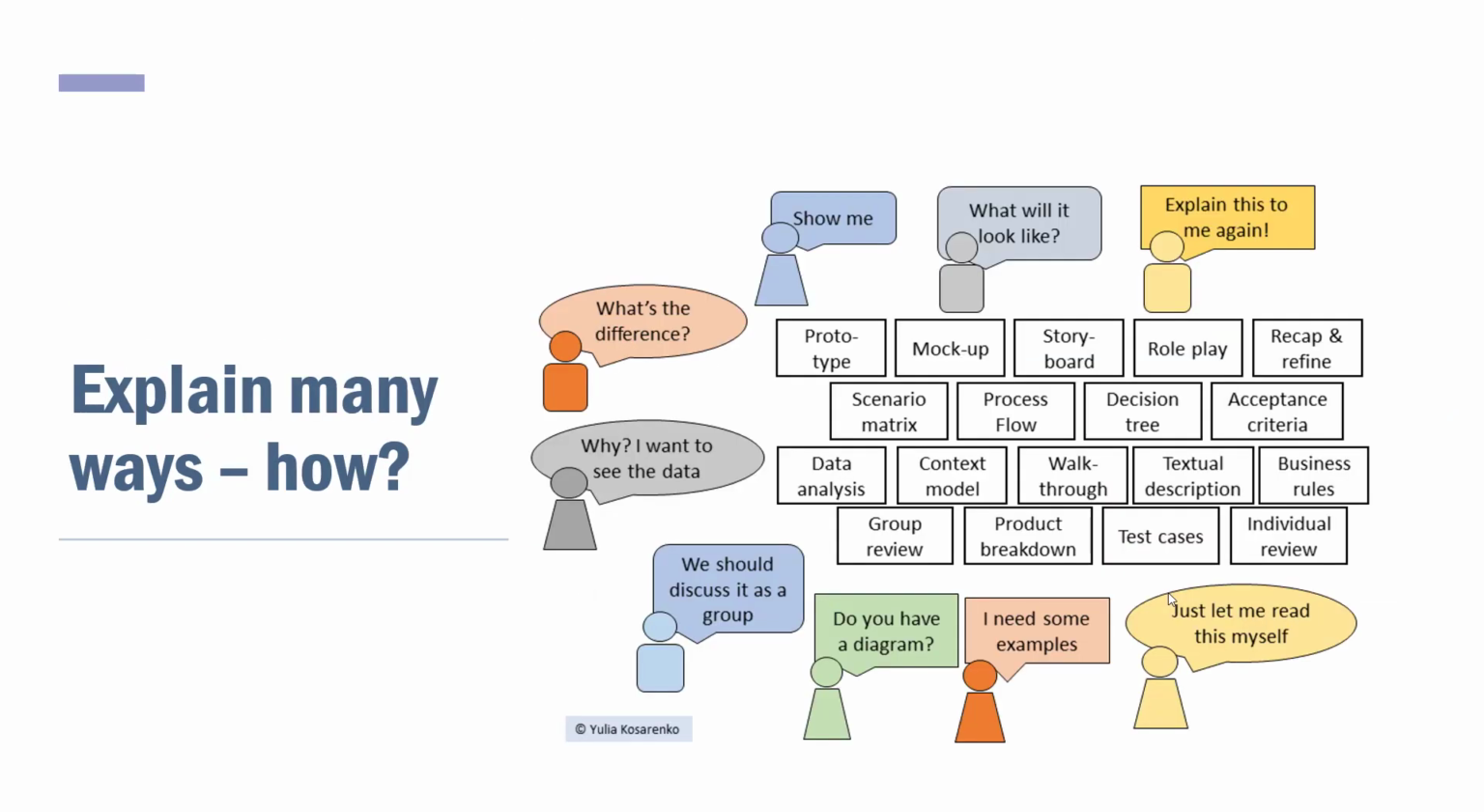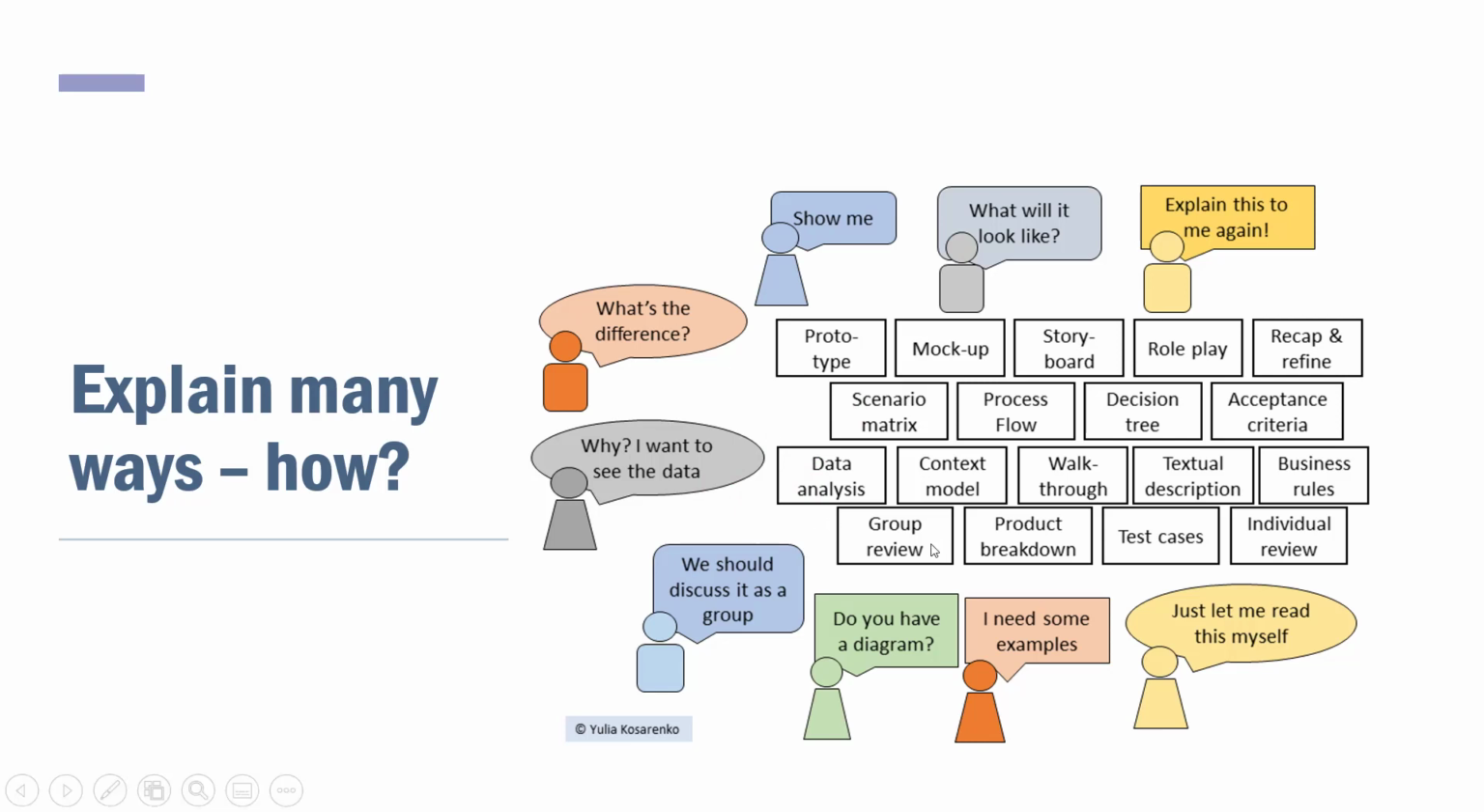How do we do that? How do we explain it many ways? By using different techniques, by using these different artifacts. So we talked about some of them earlier, and there are of course many more, but depending on what type of processing you need to really understand information better, we may use prototypes or mockups or storyboards for people who want to see things. We may want to do role play or recap for someone who wants the same information explained to them multiple times in different ways. We want to provide data and analytics to someone who understands the data and wants to compare the data.